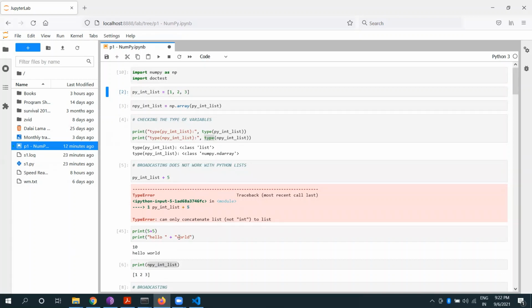So to do any operation, suppose multiplication or addition, we cannot do it directly on a list. We have to convert it to an array first.